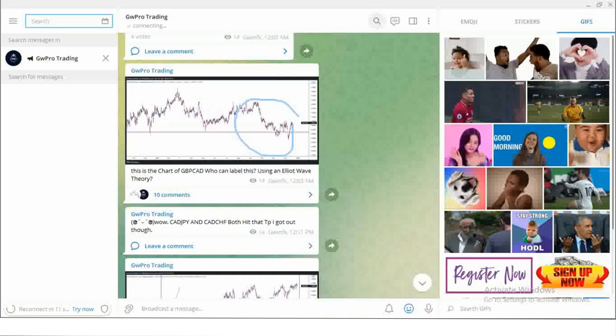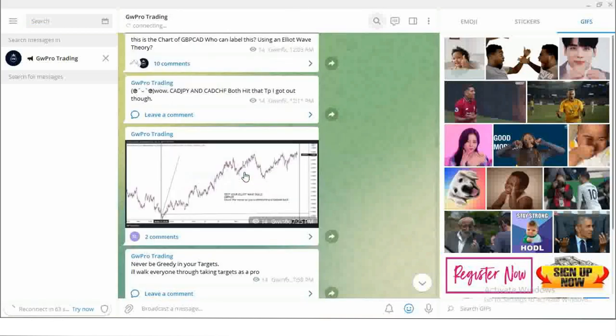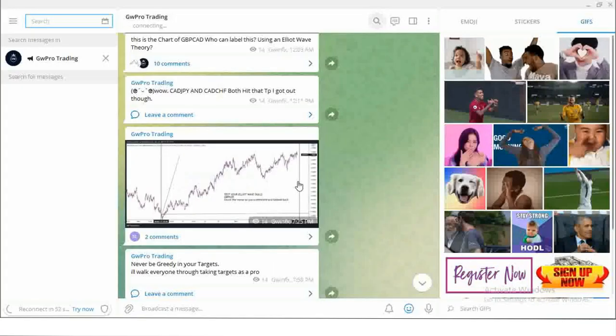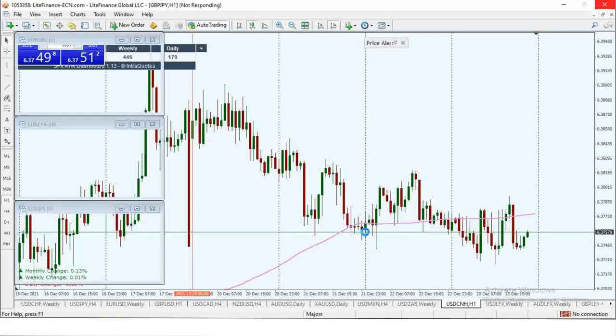Okay, so we looked at another one. This was the chart of GBP NZD. We labeled it this way. Let's go ahead and see what we did, the right labeling for that and why that is the right labeling. Alright, GBP NZD, let's go ahead and label that the right way.